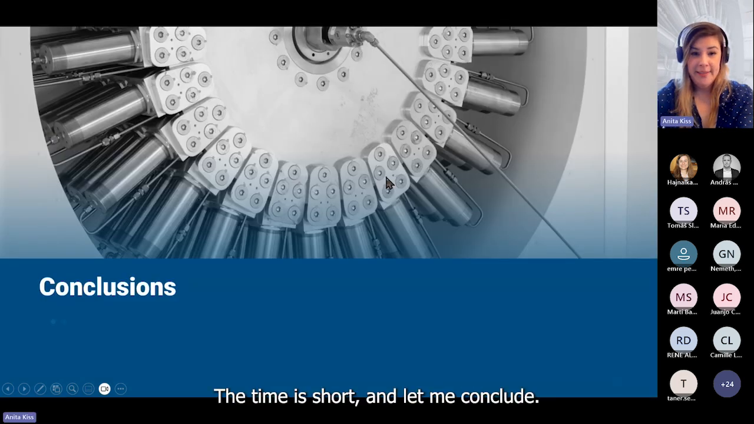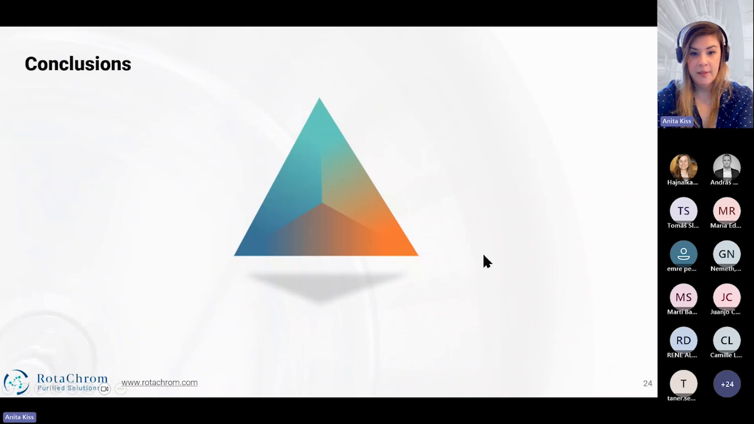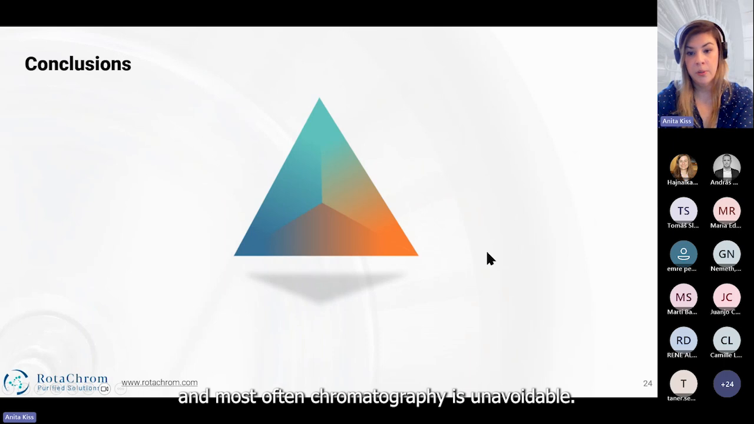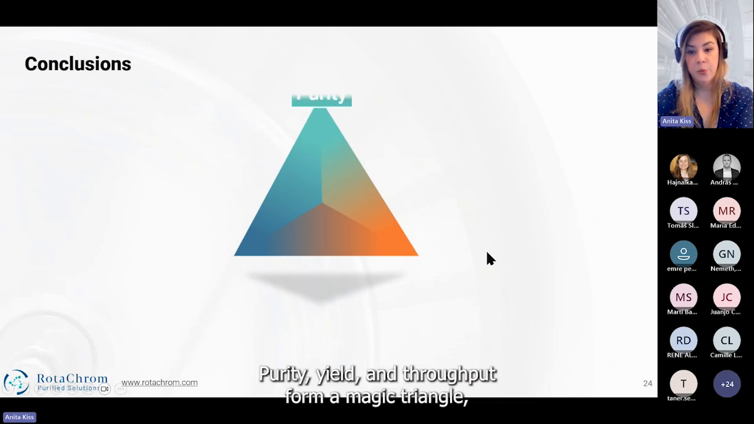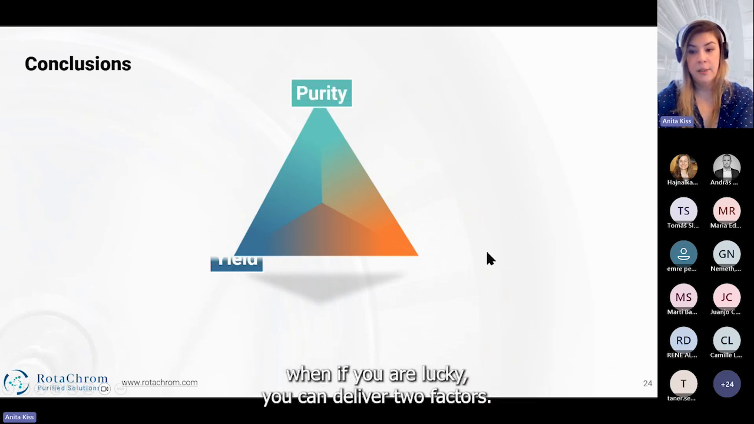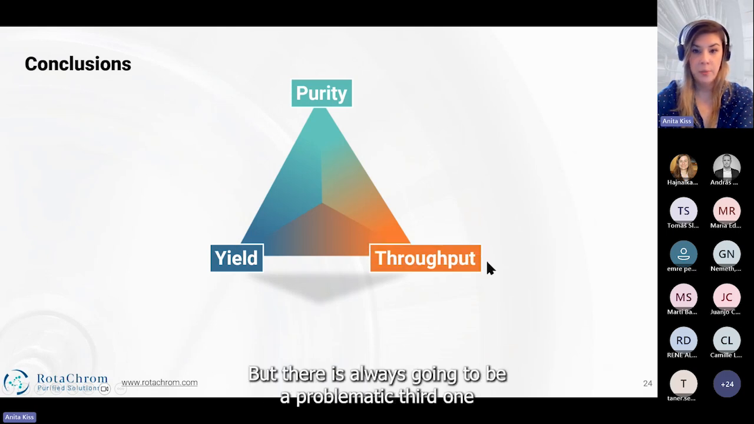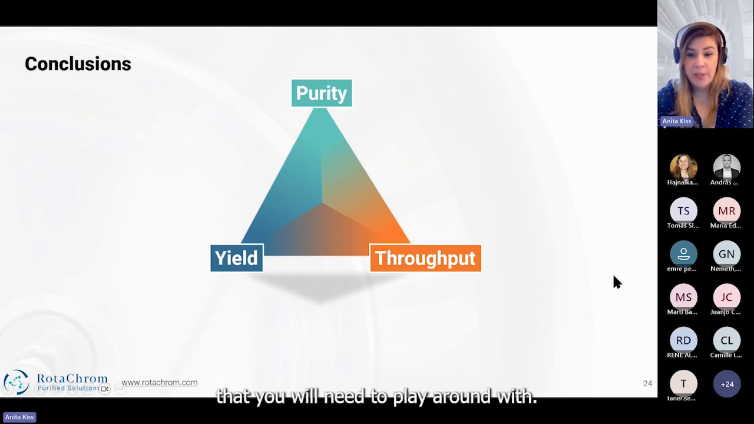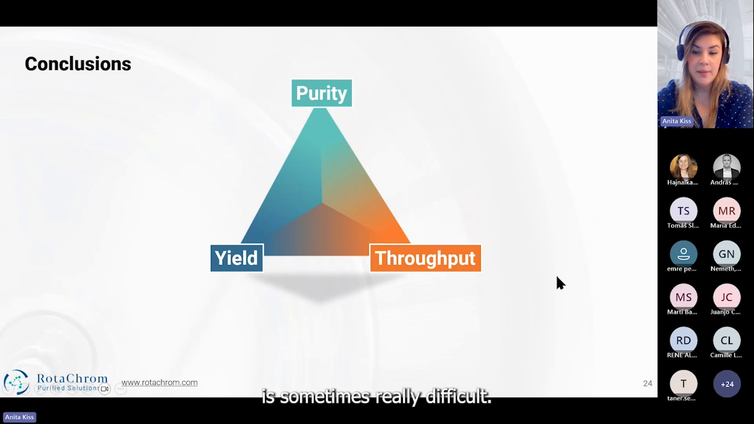So time is short, and let me conclude. All in all, isomer separation is a challenging process, and most often chromatography is unavoidable. Purity, yield, and throughput form a magic triangle where, if you are lucky, you can deliver two factors, but there is always going to be a problematic third one, which you will need to play around with. To balance between these lines is sometimes really difficult.